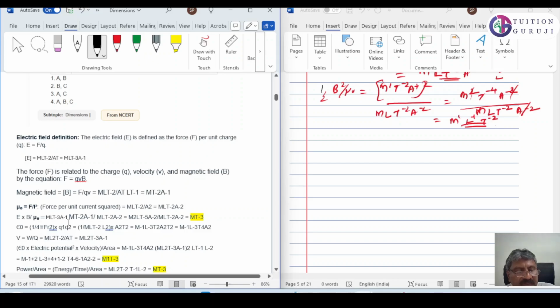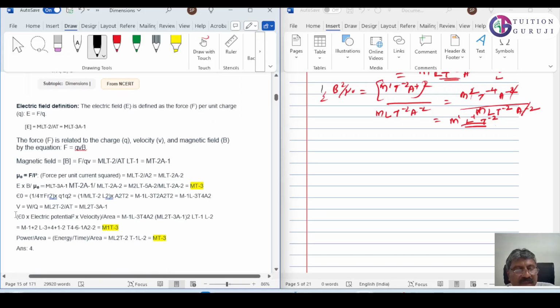Okay. So E is equal to ML T raised to minus 3 A raised to minus 1 into B. B is given as MT raised to minus 2 A raised to minus 1 divided by mu 0, which is given as ML T raised to minus 2 A raised to minus 2, which will give MT raised to minus 3. Epsilon 0, we know that actually 1 by 4 pi F r square into q1 q2.